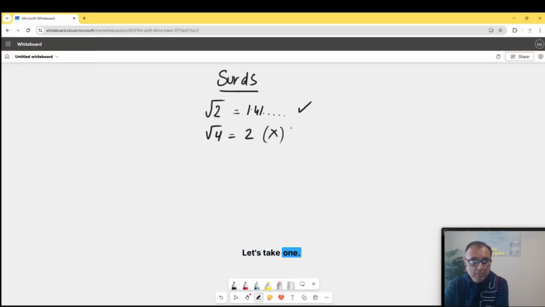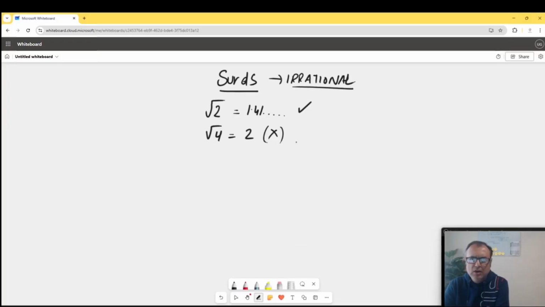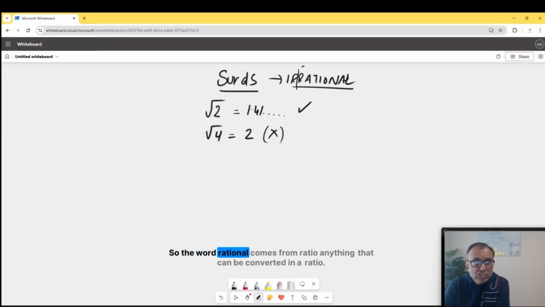Let's take one more way of understanding what surds are. Surds are also called irrational numbers. Now, what does rational, irrational mean? The word rational comes from ratio. Anything that can be converted into a ratio.